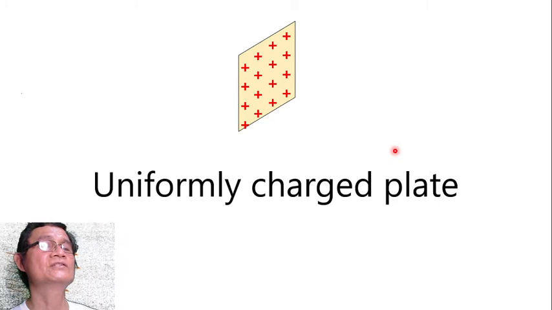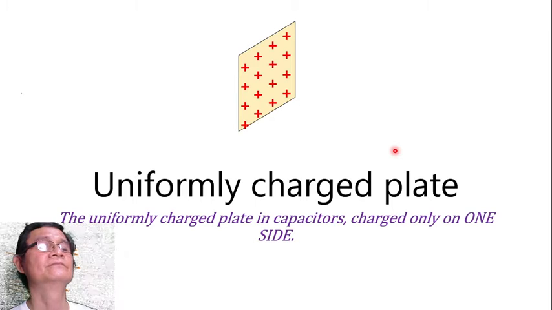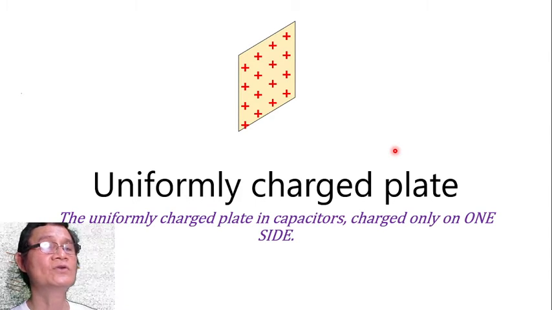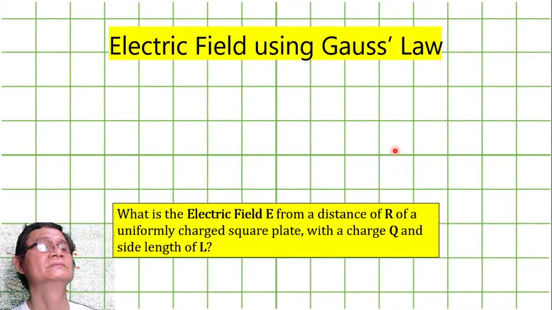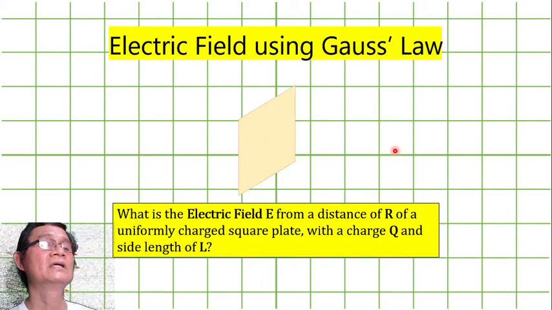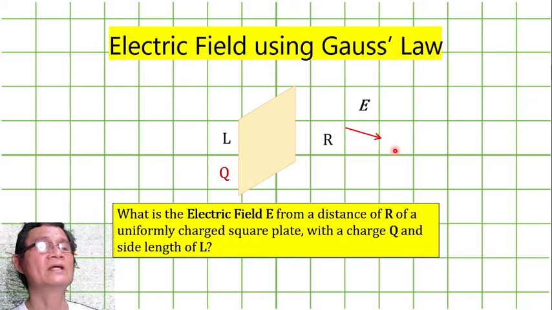Now this time, we have a uniformly charged plate. A uniformly charged plate is usually found in capacitors and is only charged on one side. Okay, so this time, the question is, what is the electric field E from a distance of r of a uniformly charged square plate with a charge of Q and a side length of L?